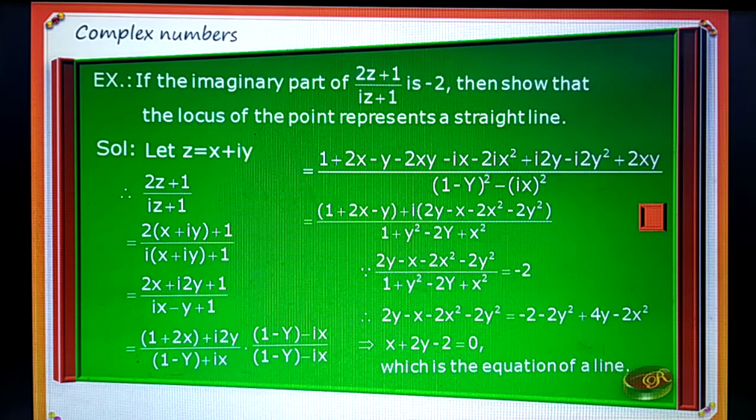One question may come to your mind: what is the locus of a point? Locus of a point is the path traced by the point satisfying the condition.